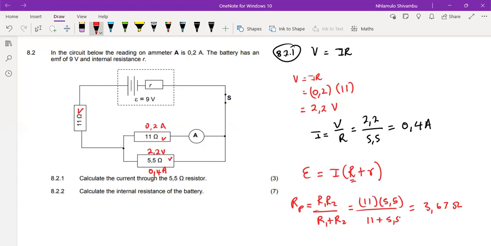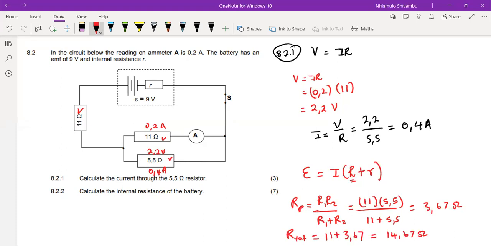And after getting the total resistance of the parallel connection, the R total, which is the total external resistance of the circuit, which is related to the capital letter R in the EMF formula, will be given by 11 plus 3.67, and this will give us 14.67 ohms. So now we know that the total external resistance of the circuit is 14.67, which is the capital letter R in the EMF formula, right?